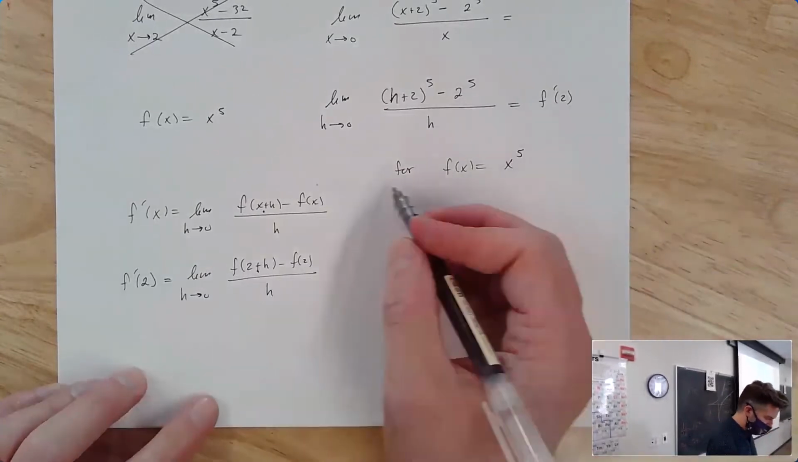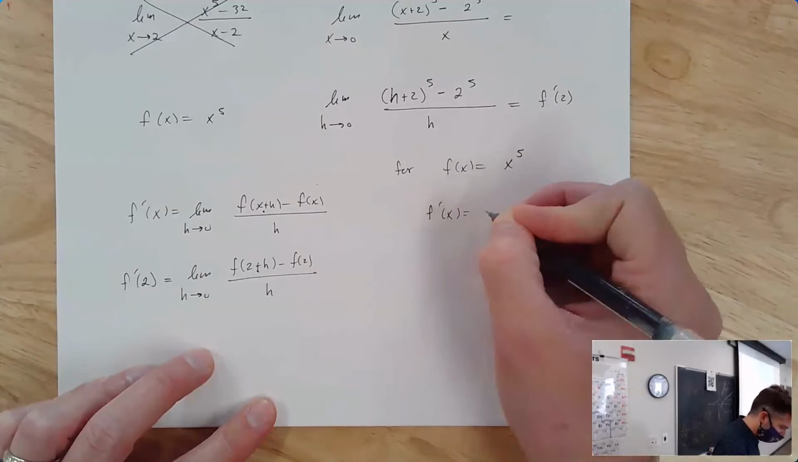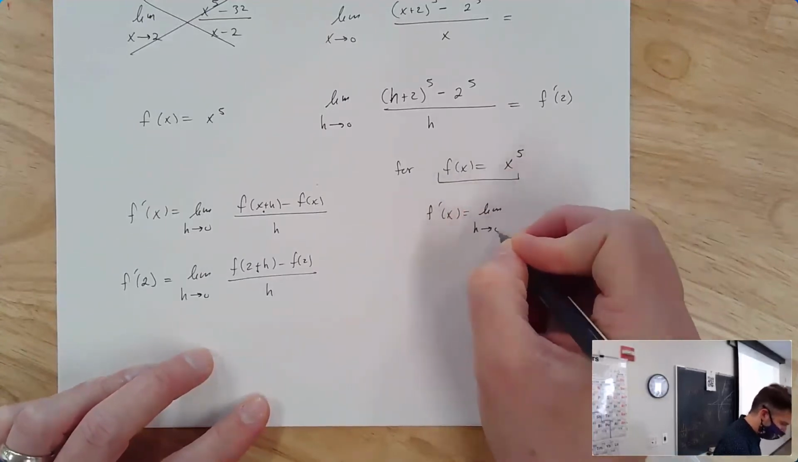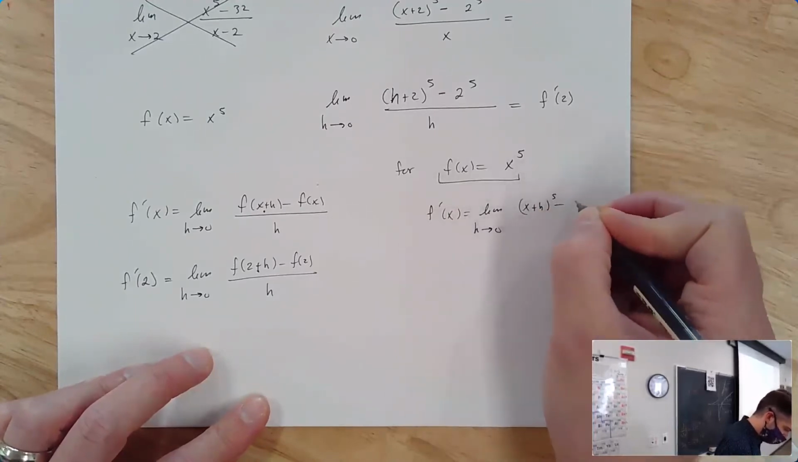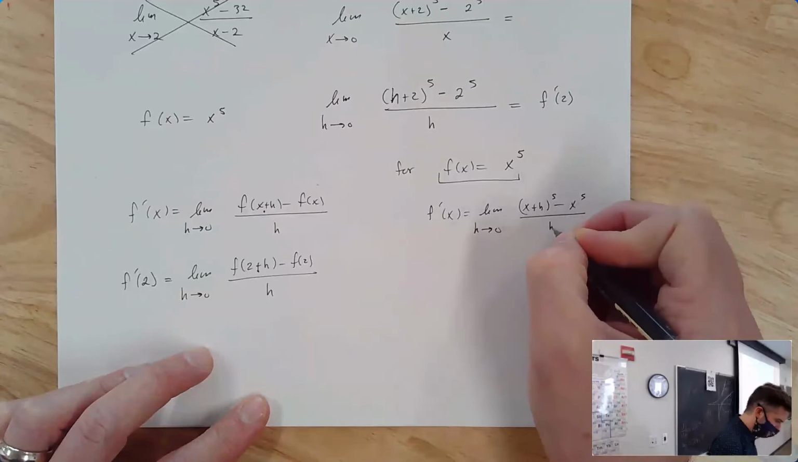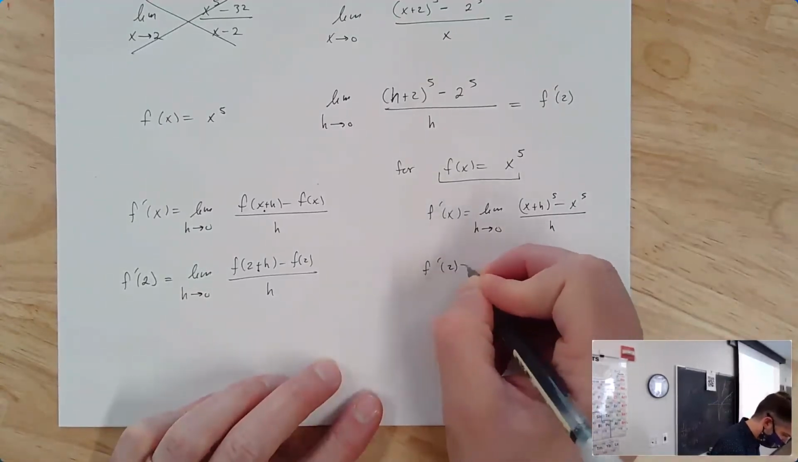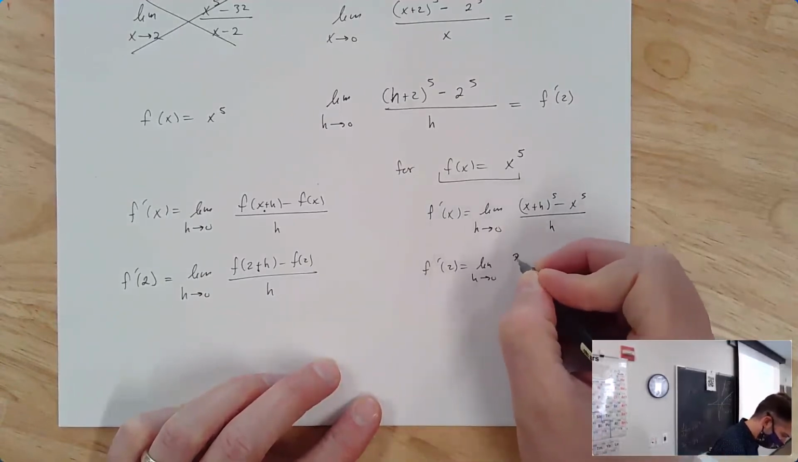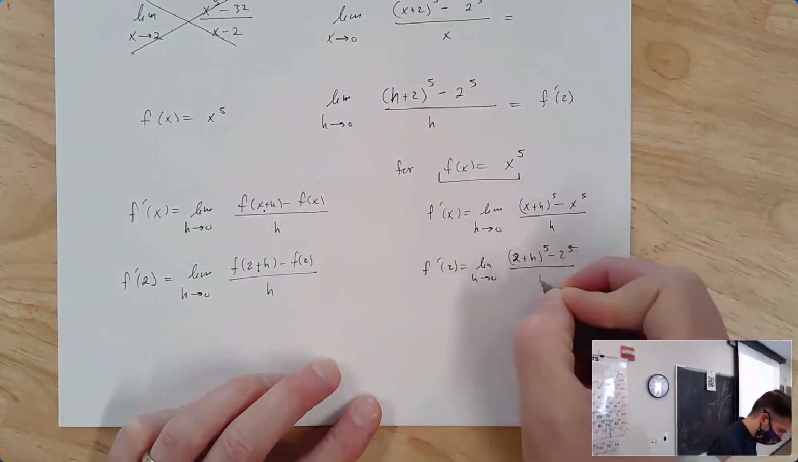Let's actually write that this way. If I want to find the derivative of x to the 5th using this definition, it's the limit as h goes to 0 of x plus h to the 5th minus x to the 5th all over h. And if I plug in 2, it's for sure true. That's going to be the limit as h goes to 0 of 2 plus h to the 5th minus 2 to the 5th all over h.